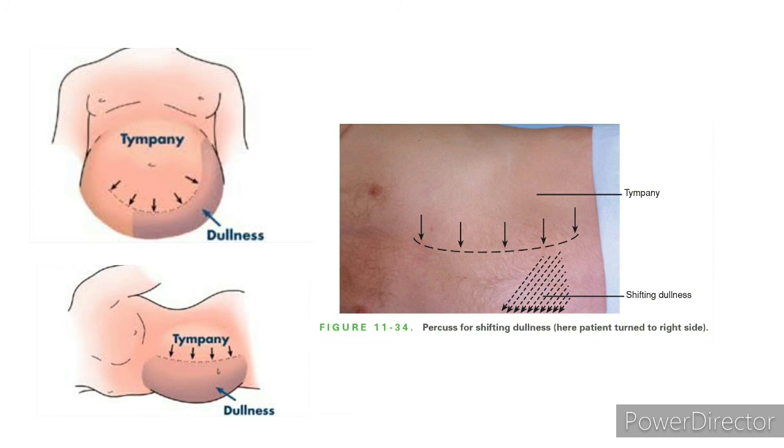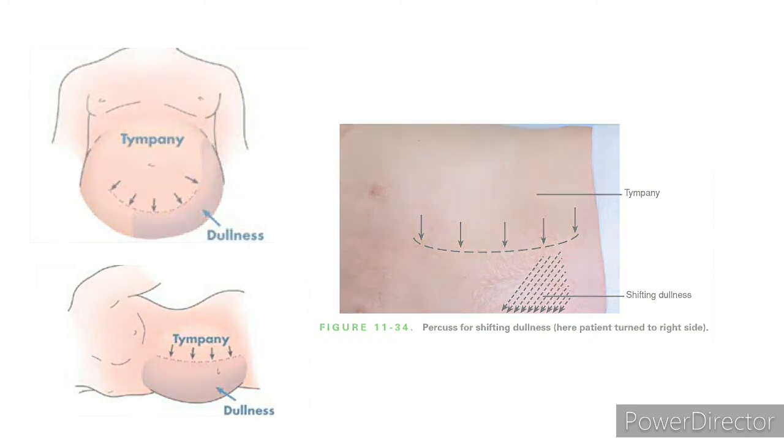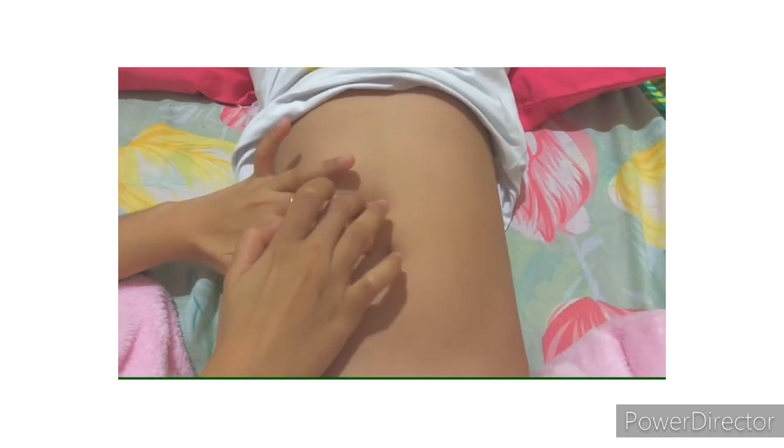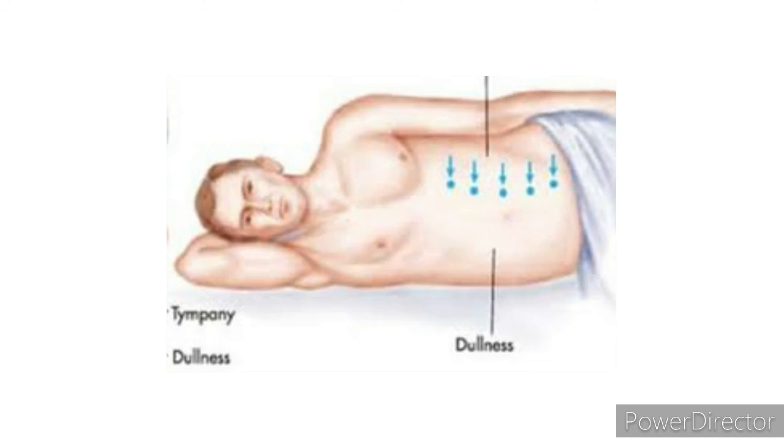And lastly, the shifting dullness. This maneuver is performed with the patient supine. Percuss across the abdomen as for flank dullness with the point of transition from tympany to dullness noted. The patient then is rolled on his or her side away from the examiner, and percussion from the umbilicus to the flank area is repeated. Please note that the shift in zone of tympany with position change will usually be at least 3 cm when ascites is present.